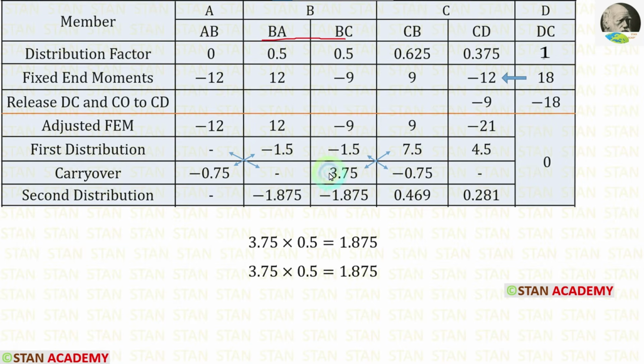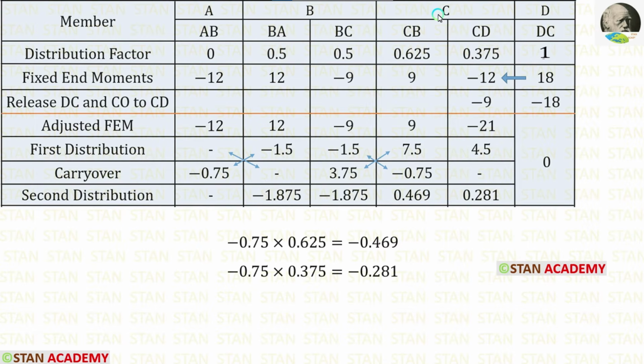So, under BA and BC, there is only one value. For making the distribution, we have to multiply this value with the distribution factors. First, let us do for BA. For that, we have to multiply 3.75 with the distribution factor at BA. When we do that, we are getting positive value. Since we are getting positive value, we have to enter inside the table as negative. Now, let us do for BC. For that, we have to multiply 3.75 with the distribution factor at BC. Here also we are getting a positive value, so we are entering inside the table as negative.